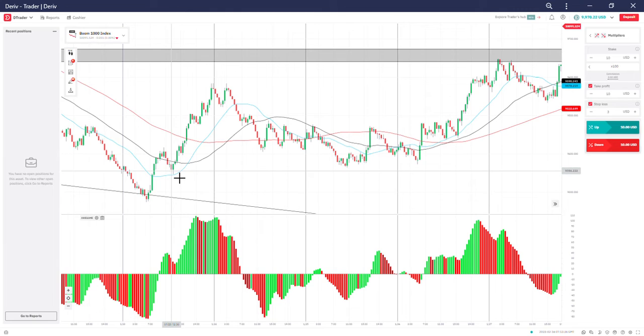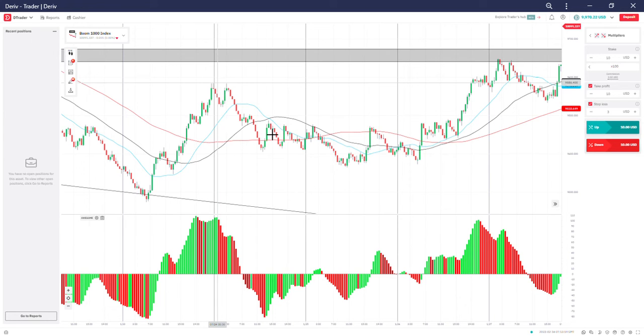Risk management is always key when you're trading, because not all strategies are 100% perfect. So here the market would have come to this level and then retraced back, and you see it was a good market entry.